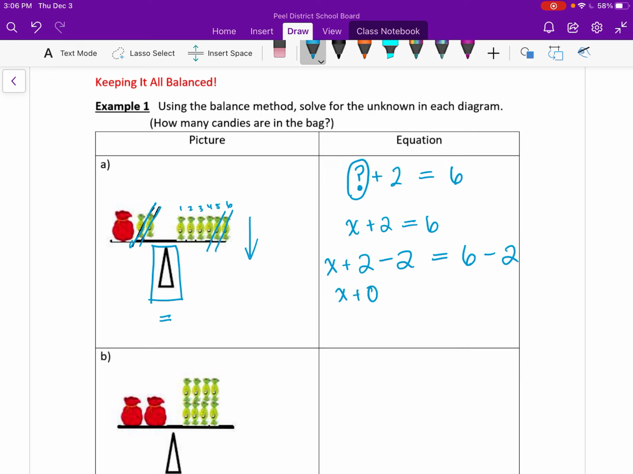Plus x, right? Because I still have that candy bag there. And then I got rid of 2 over here, so I'm going to do 6 minus 2. I'm just going to do that in my head, and I'm left with 4 candies. When you have a plus 0, you never actually need to write it in, so you're just going to leave it as x equals 4. Now I know that there's 4 candies in that bag because when I balance everything out, I'm only left with 4 on this side. And that means there's probably 4 in here.